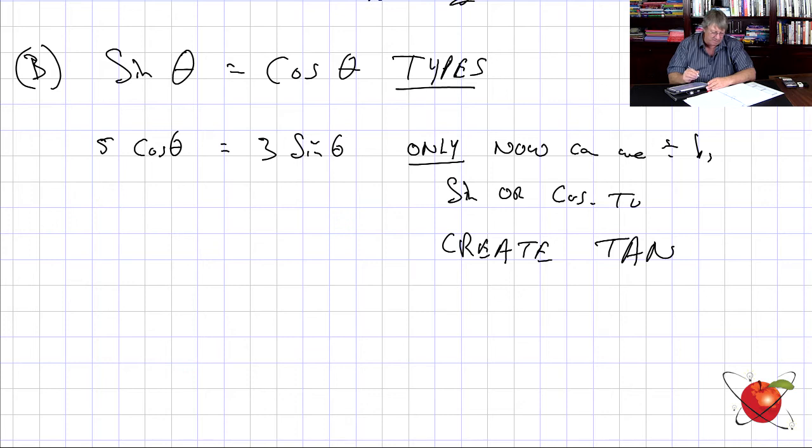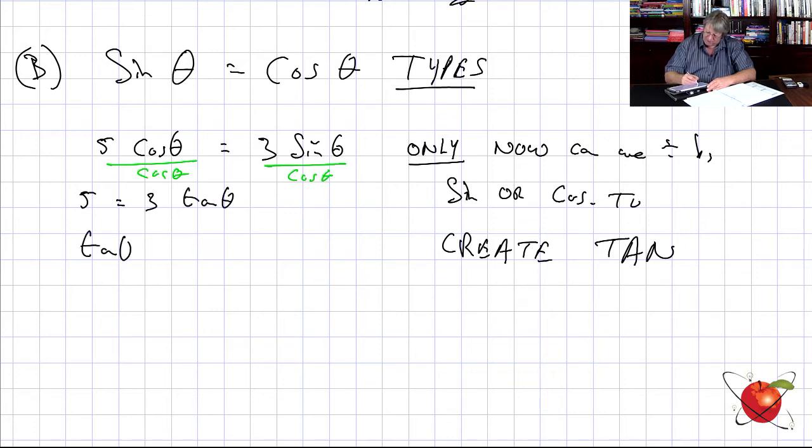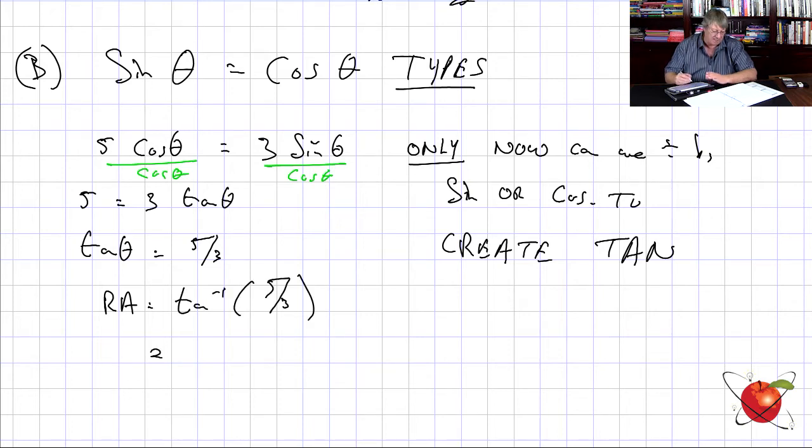So I'm going to divide by cos. Therefore, I say, okay, 5 is going to be equal to, divide both sides by cos theta, 3 tan theta. Therefore, tan theta is going to be equal to 5 over 3. Now I can go reference angle is equal to angle whose tangent is 5 over 3. And I get an answer there, 59.04 degrees.